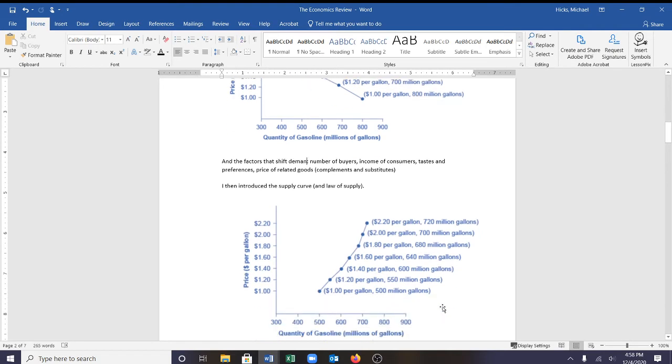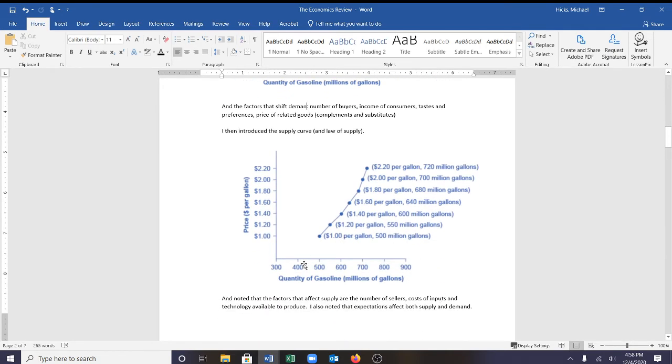I then introduced the supply curve, and again I did it theoretically without benefit of gallons of gasoline or the price per gallon, just showing the response that producers have in the supply curve, which is really what this is. The demand curve tells us what consumers do, the supply curve tells us what producers do, and the factors that affect supply are the number of sellers, the costs of inputs of production, and the technology available to reduce them. I also noted that expectations affect both supply and demand in these markets.